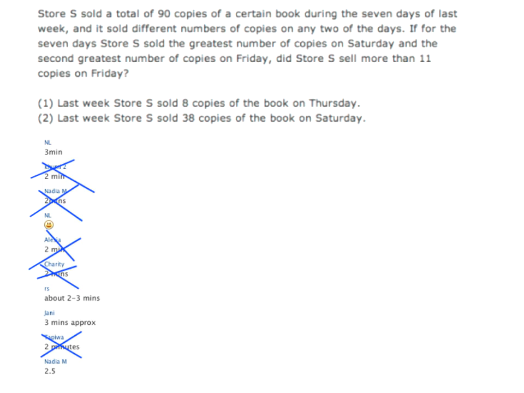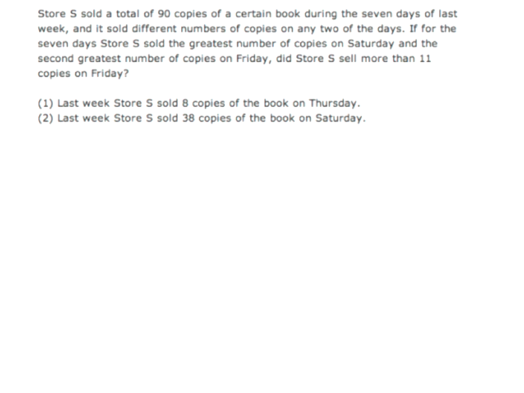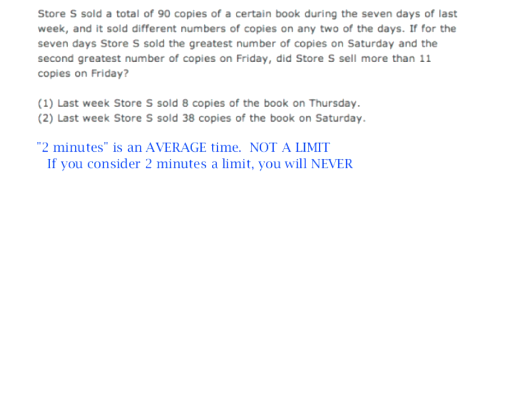That's an average time. One look at this problem should tell you that it is very obviously a longer than average problem. So, 2 minutes is an average time for a quant problem. It's not a limit. If you consider 2 minutes a limit, then the result will be that you will never finish any problems that are long. So, it's an average, like anything else.